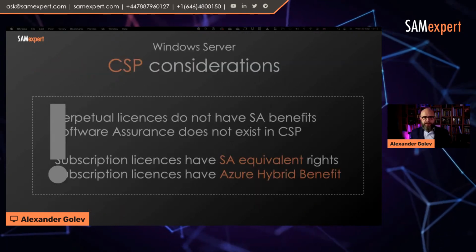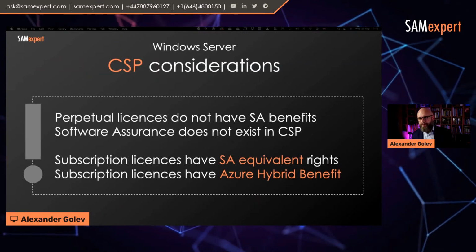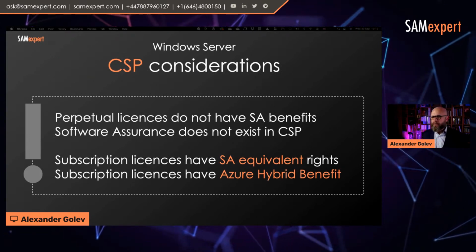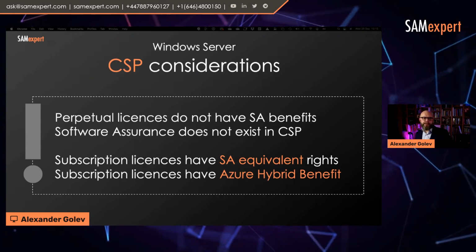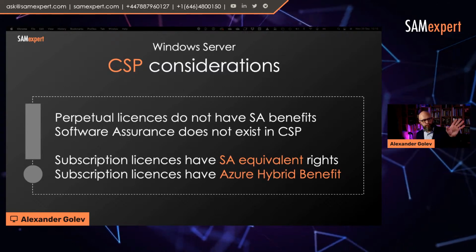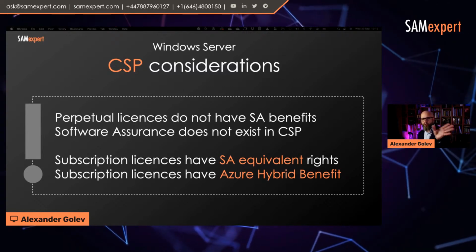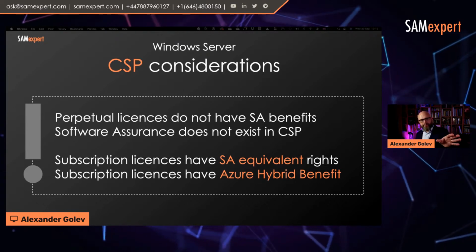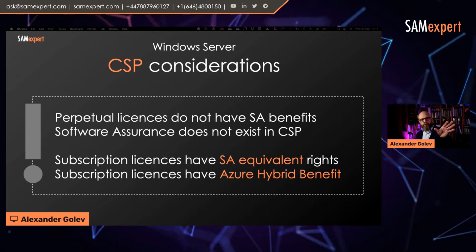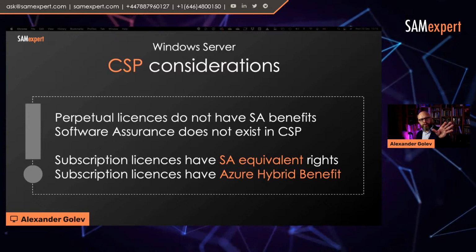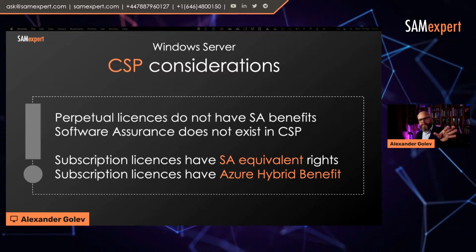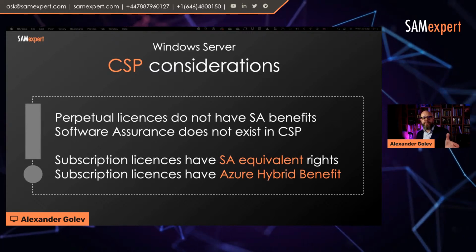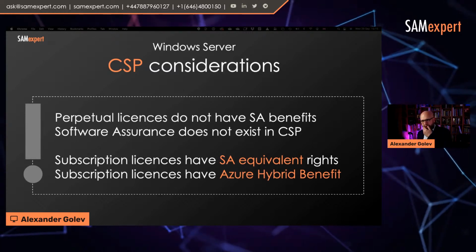CSP considerations. The world is moving towards the new model, from enterprise agreement to CSP. In CSP, there are two types of licenses: perpetual licenses and subscriptions for all the services. Perpetual licenses do not have SA benefits. Basically, they're almost useless, to be honest. And Datacentre edition is not available.